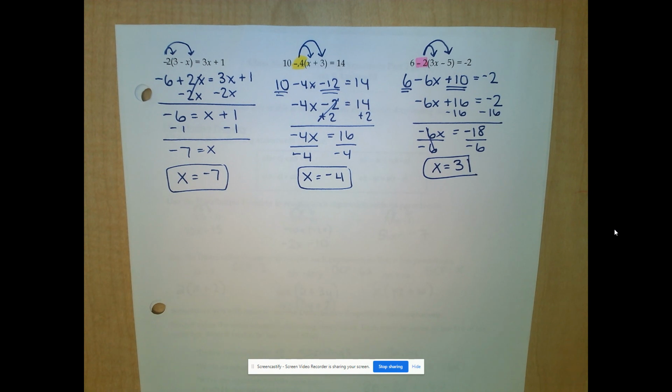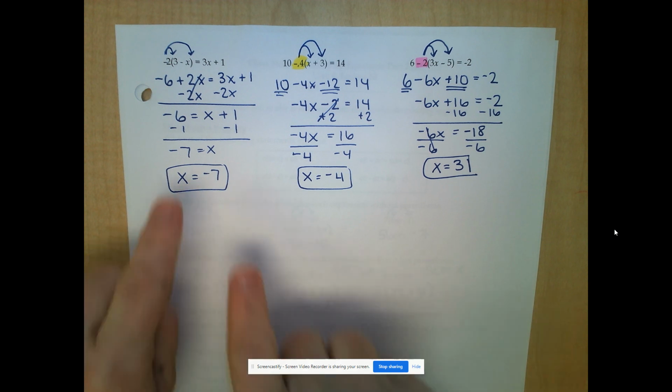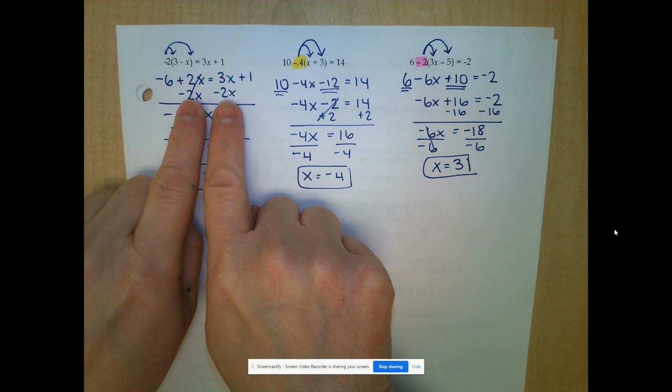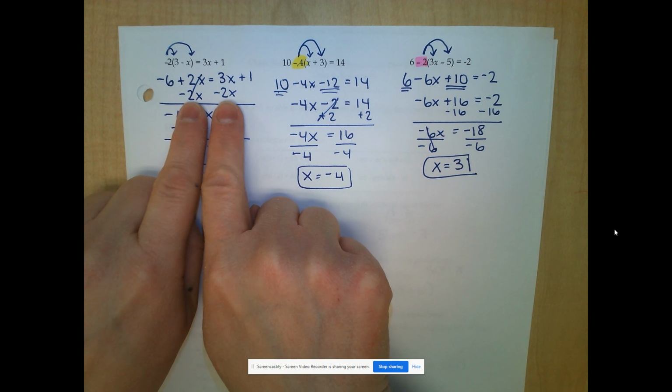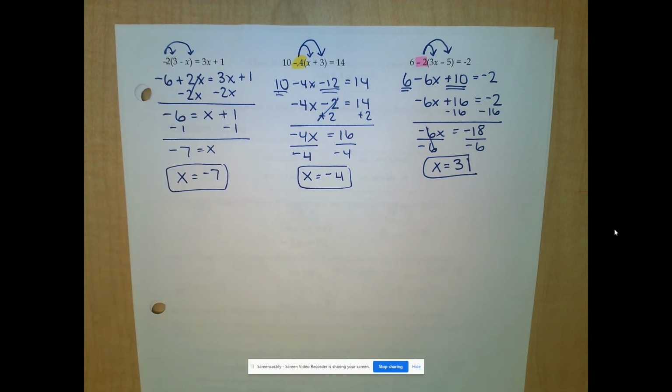So every one of these problems is a little different, but it comes down to the same steps. 1, you need to simplify an individual side. 2, that might involve the distributive property. Make sure that you have all of your variables together. If you have variables on both sides, like this one, you have to get your variables onto one side before you can solve it like a traditional two-step equation.